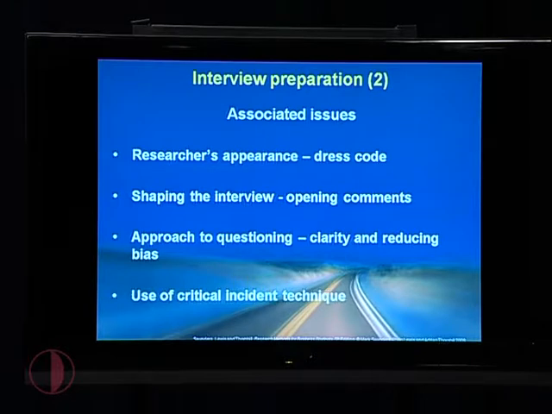And the appearance of the researcher, the dress code to respect the organization, to be more, to some extent, official. Shaping the interview to start with introduction, with opening comments, to let the interviewee be aware of why you are doing this type of research, what the aim of the interview is, why you need information from these participants, and the clarity and reducing bias from the approach of the questions, not channelling in the question, or use of a critical incident technique also, because not always the technology works.